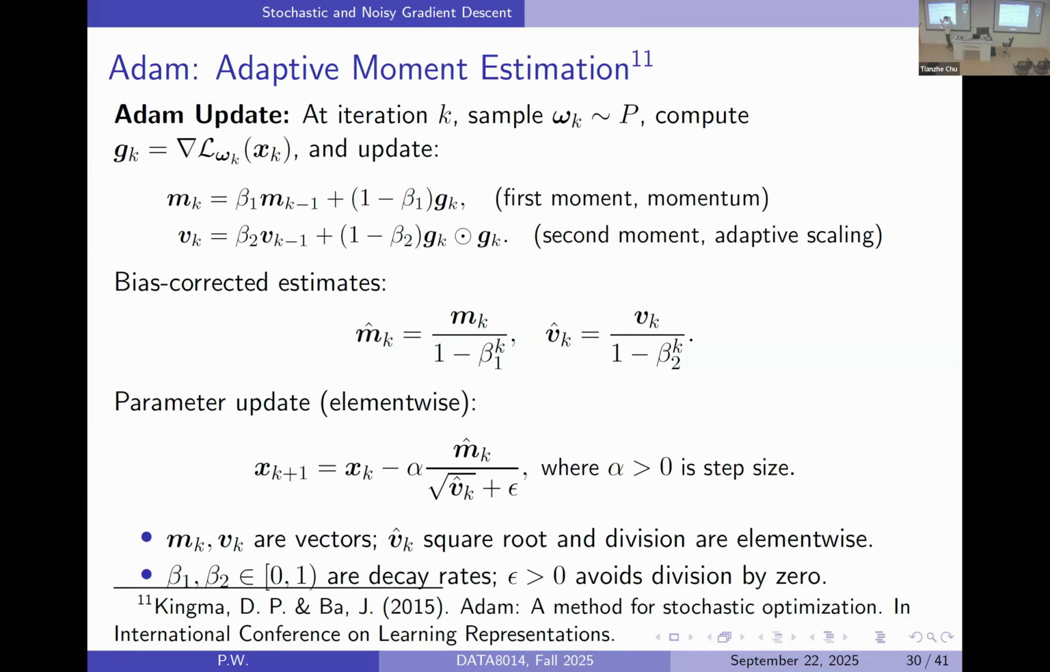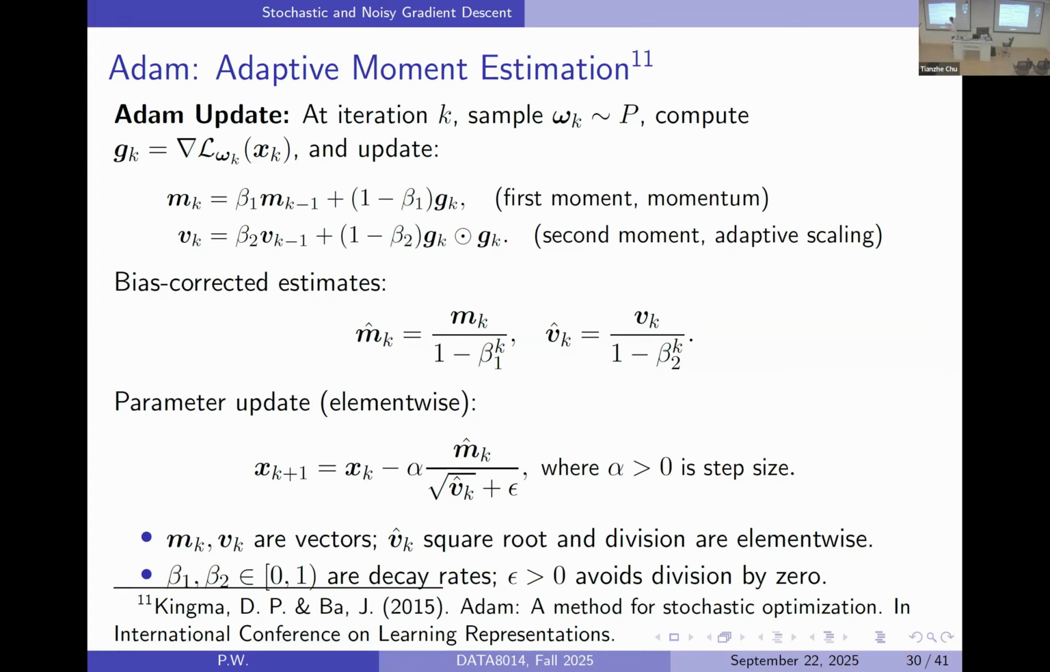Take the element-wise product of the gradient, and then do some bias correction estimates, that is, normalize this m_k and v_k. And finally, update. The update rule is also very complicated. It uses this constructed m hat, with element-wise division by the element-wise square root of v_k hat, plus some epsilon.